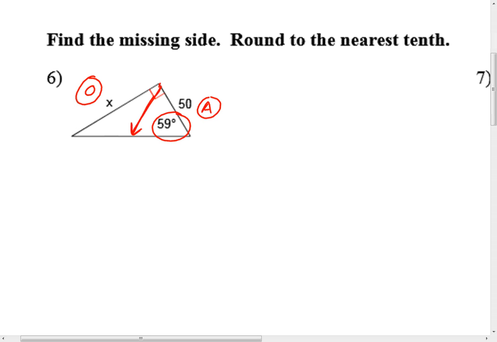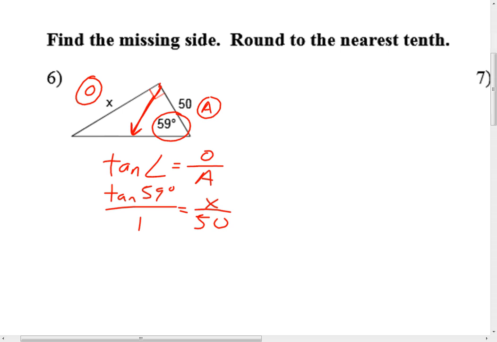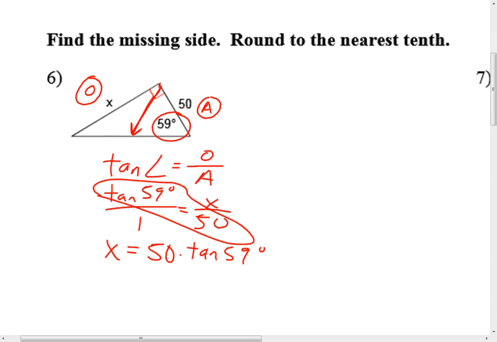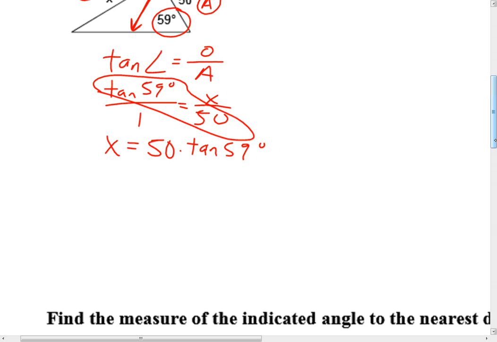What did mathematicians call O over A? Tangent 59 equals X over 50. You can let the calculator handle this for you. You're cross multiplying, so just write that down. Some people are switching it to decimals, and that's fine. Some people are actually doing tangent of 59, getting a decimal, and then multiplying. Or you can just let the calculator do it all. Just make sure you do it in this order. 50 times that.